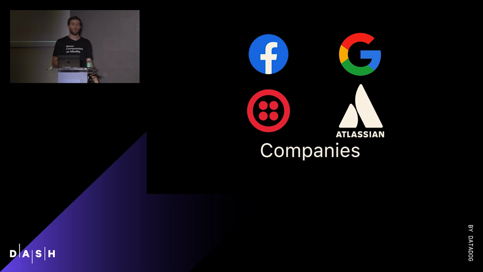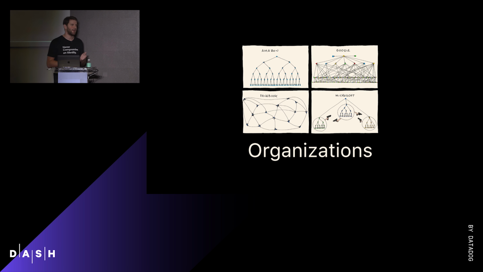Companies like Facebook and Atlassian do SRE. Facebook calls it production engineering, but they have their own kind of flavors. And then companies like Twilio don't do SRE, and we wanted to learn how they were approaching reliability at scale. We wanted to learn about how people were organized, who they reported to, and why they reported that way.